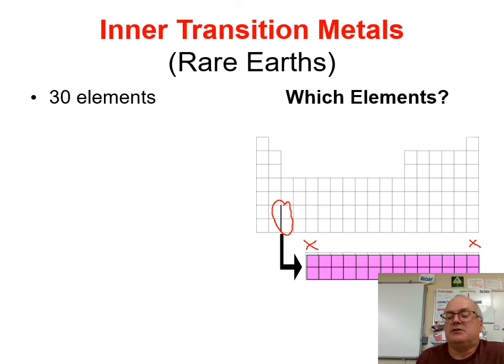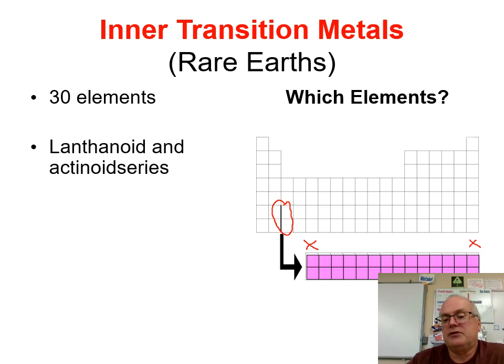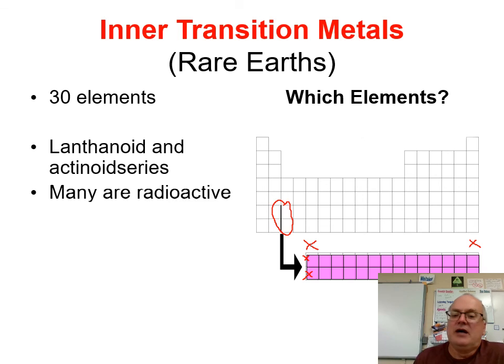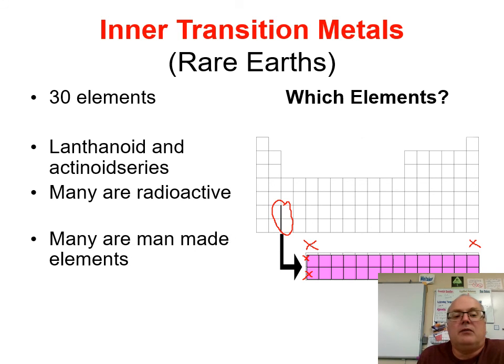There are 30 elements found here. They're referred to as the lanthanoid and the actinoid series because lanthanoid is found first, and this is the first element here, actinoid is here. Just a little bit of trivia. They are almost all radioactive. Few of them are naturally occurring elements in the planet, but almost all of them are man-made elements.